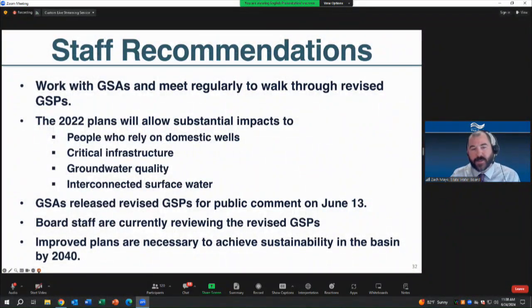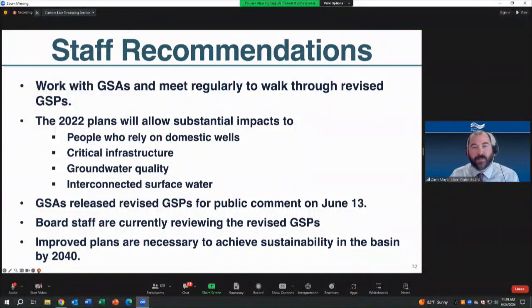Based on the 2022 plans, we, the staff, not we, the board, recommend to the board that they designate the basin probationary. However, as I just mentioned, the groundwater sustainability agencies have submitted revised plans on June 13th, and our recommendation may change if the agencies have made substantial progress in addressing the deficiencies. Staff are currently prioritizing review of these new plans. Once the review is complete, staff will update their recommendation.